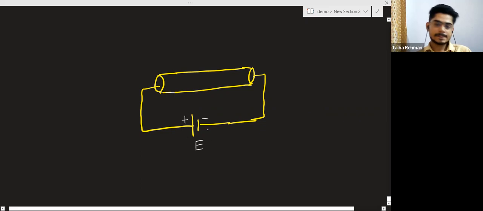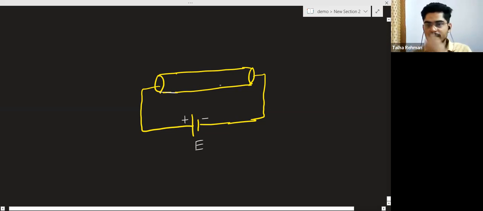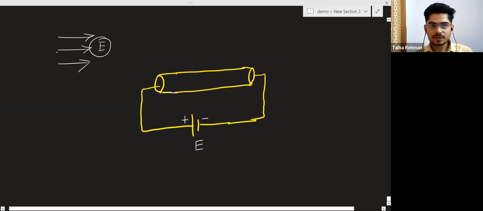Okay. And now what happens? Electric field will be generated due to this. And we know that if there is a charge in an electric field, the force on this charge will be QE. Okay, QE.